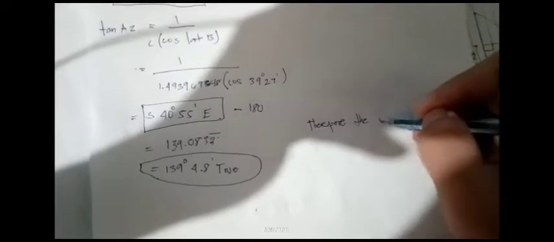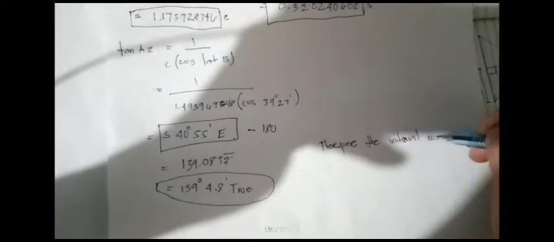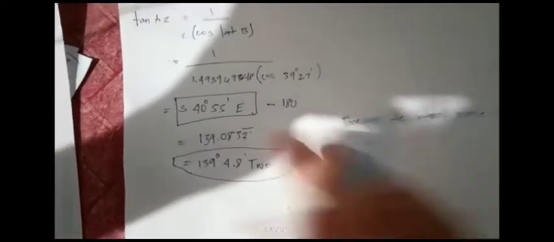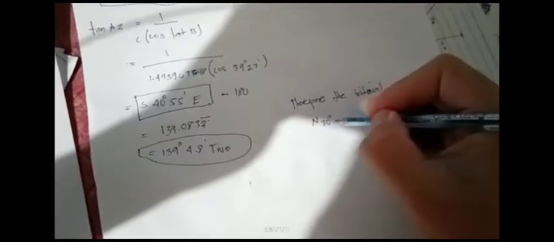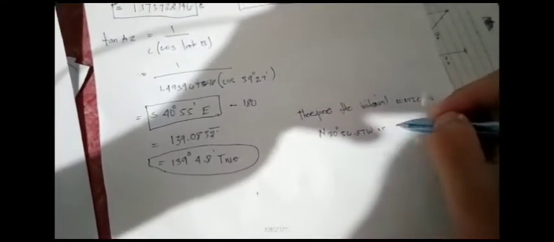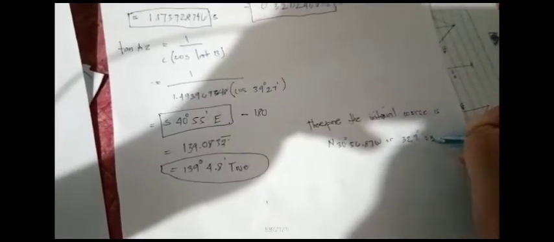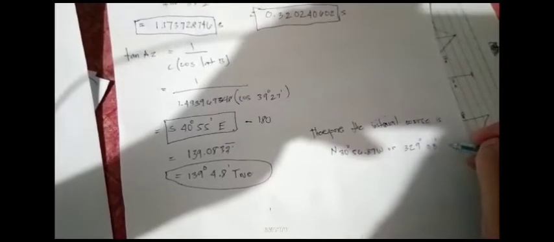Therefore, the initial course is northeast, which is this one. See that? 30 degrees 56.87 west, or 329 degrees 03 minutes true. That's our initial course.